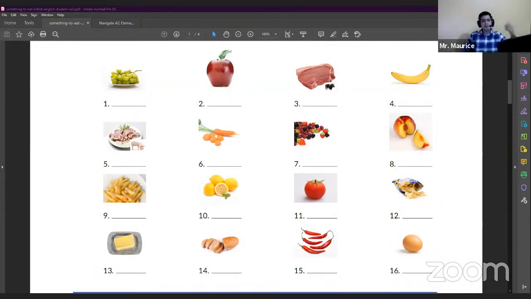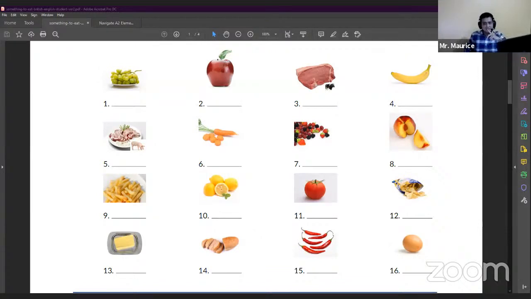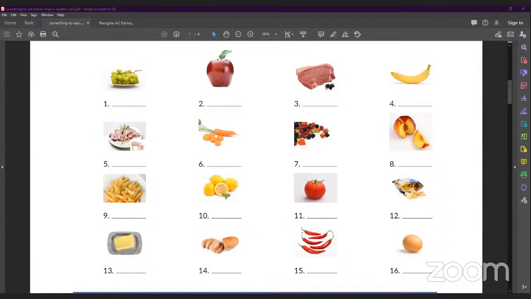Please, another volunteer. Okay, Miss Liz, 9, 10, 11, and 12. French fries, lemon, tomato.